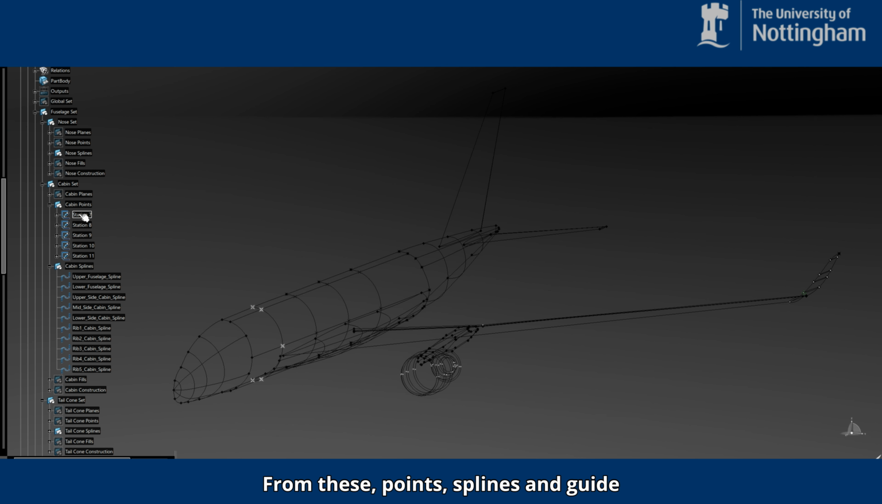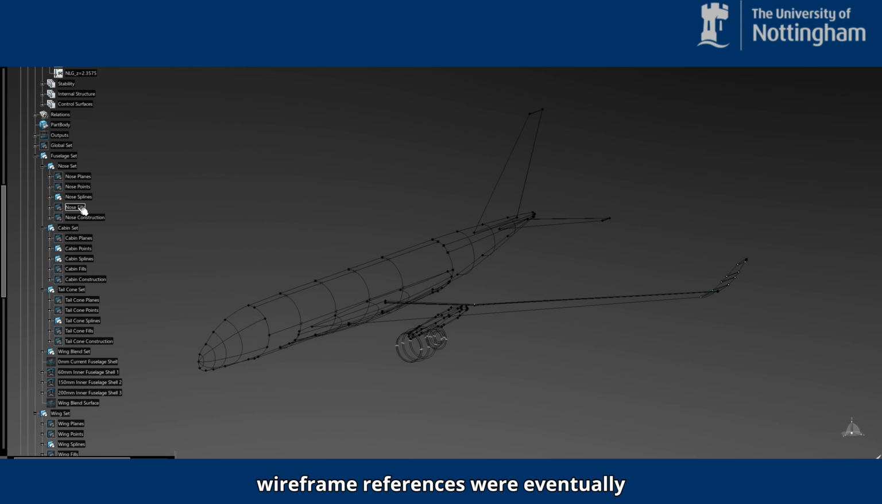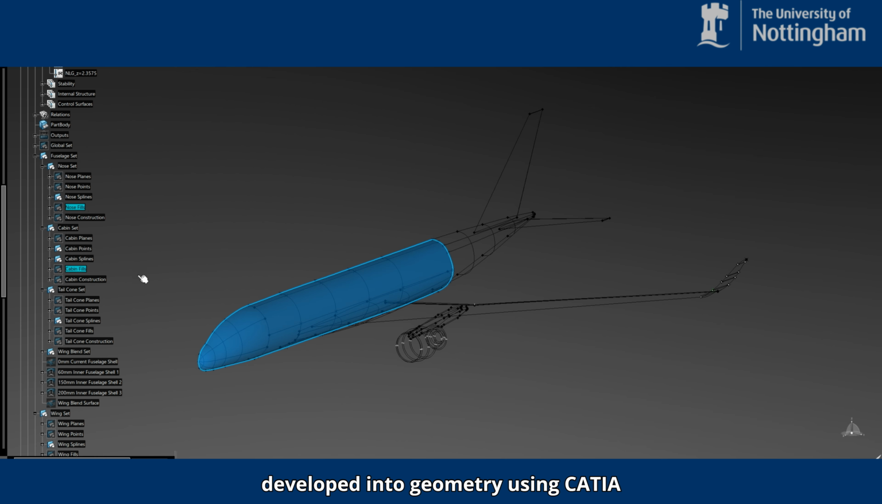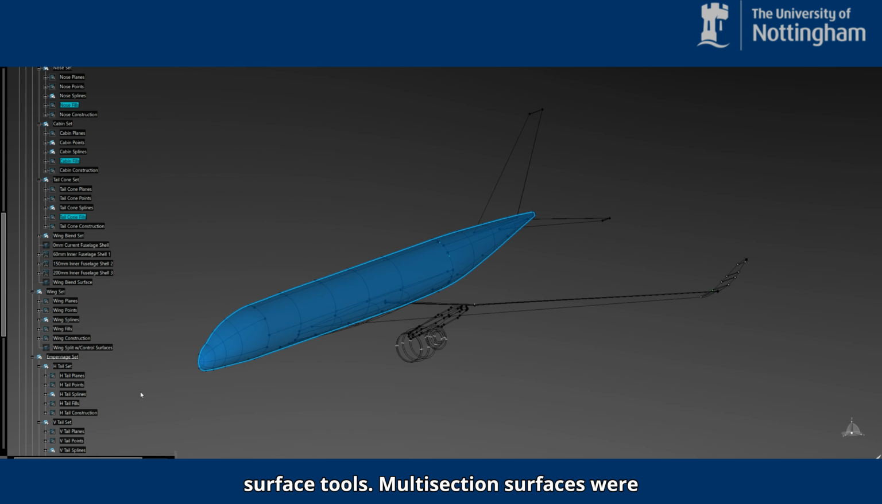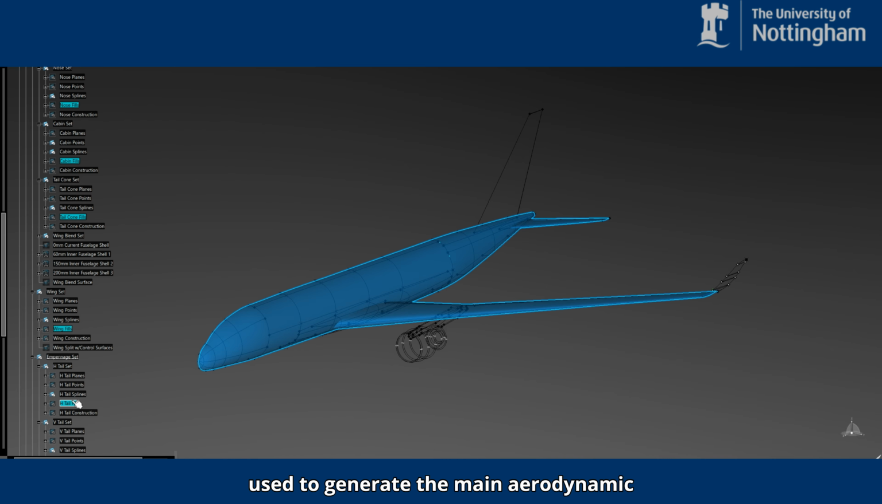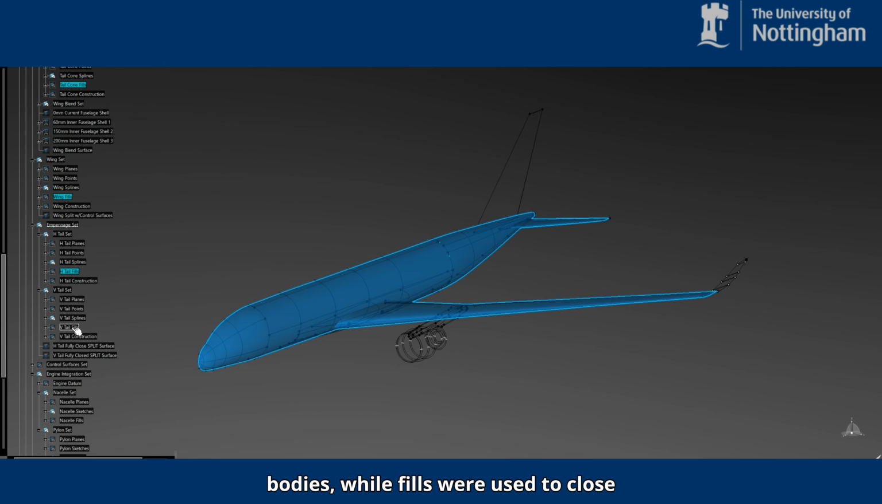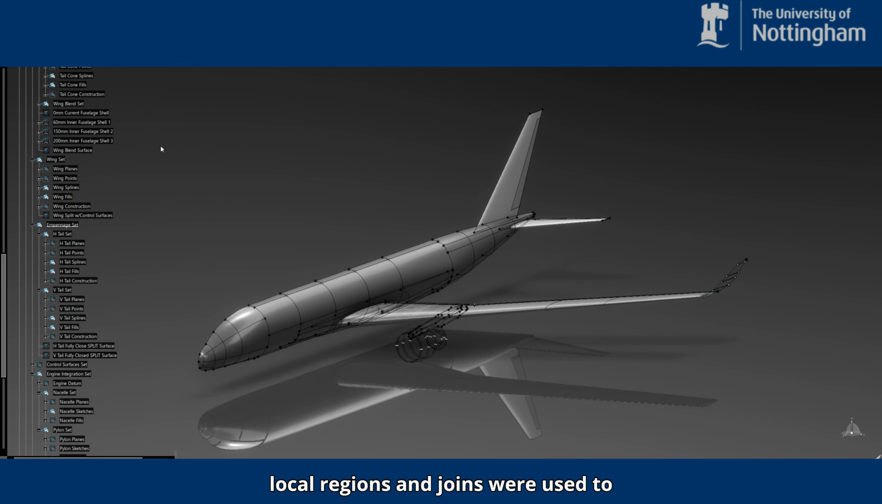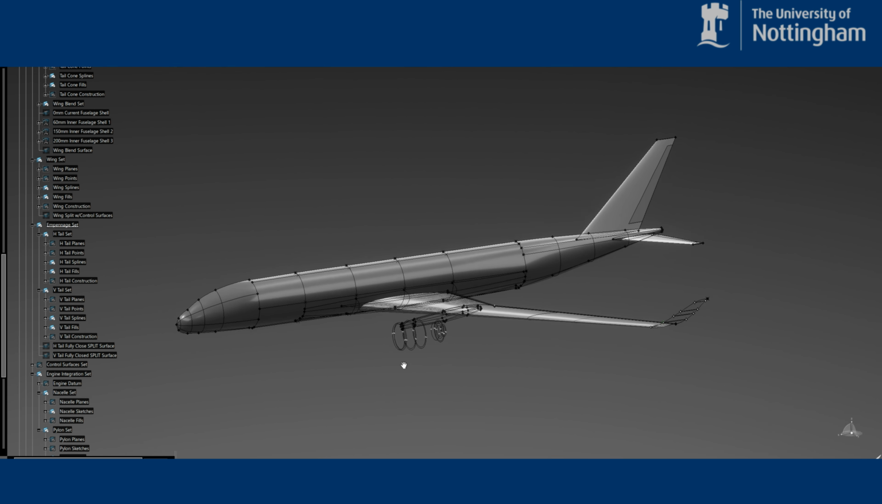From these, points, splines, and guide curves were generated as the main wireframe definition of the aircraft, as shown in the tree and on the model. These wireframe references were eventually developed into geometry using CATIA surface tools. Multi-section surfaces were used to generate the main aerodynamic bodies, while fills were used to close local regions, and joins were used to combine these into larger continuous surfaces for the wing, tail, and fuselage.